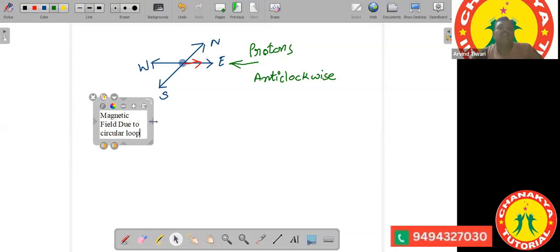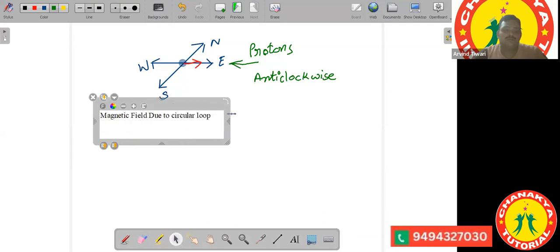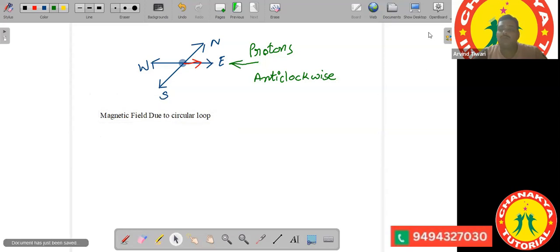The next is magnetic field due to a circular loop. So here we take a circular loop.